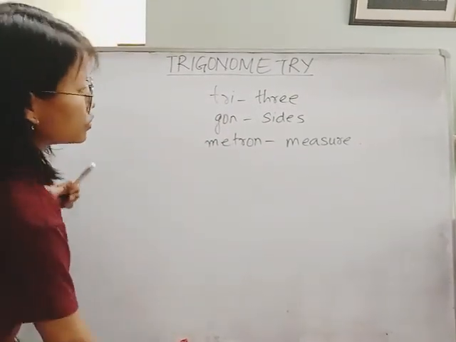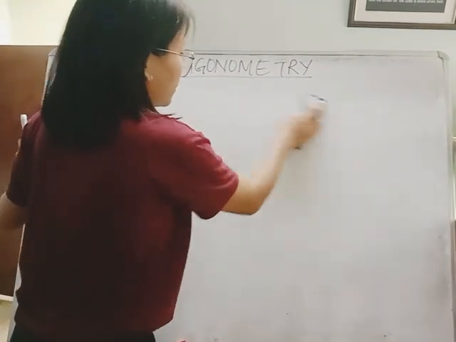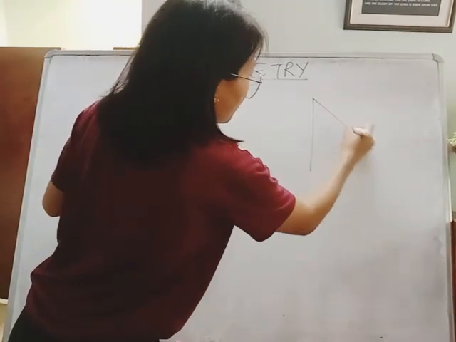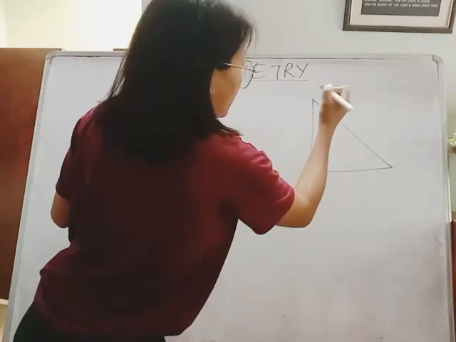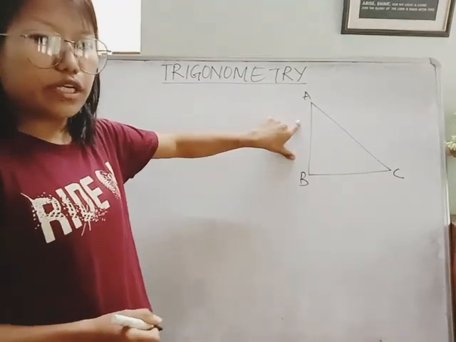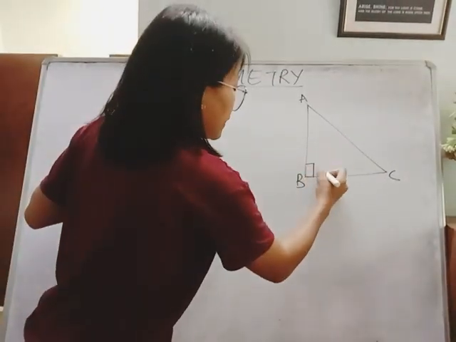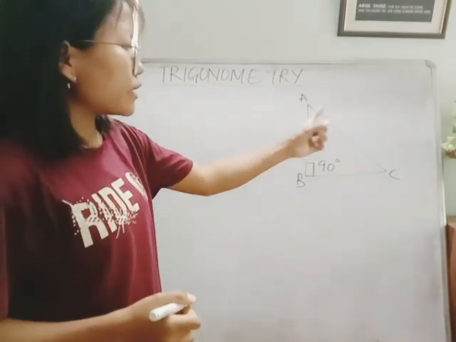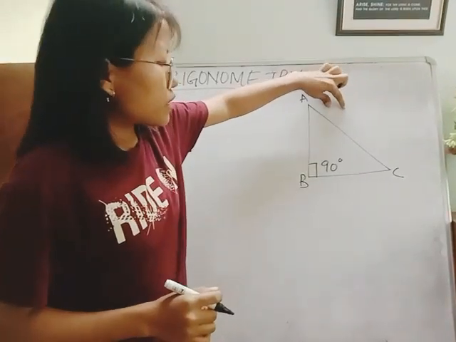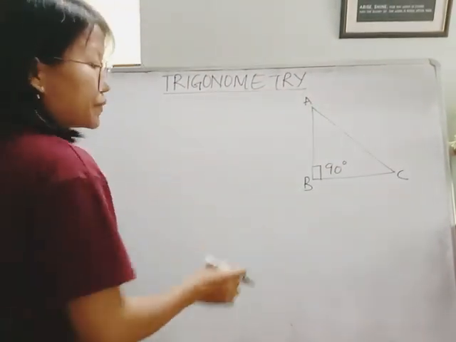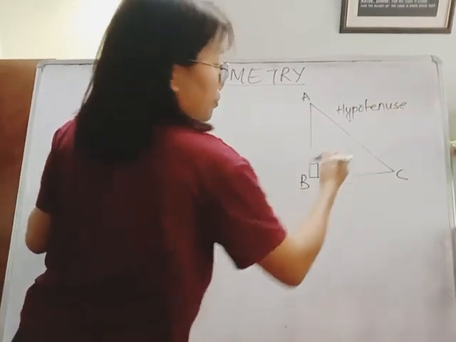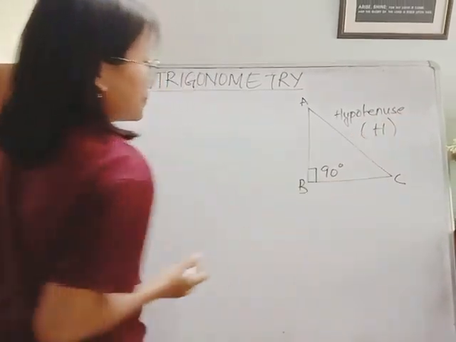You have studied about triangles in your previous classes, and in particular a right triangle. Let me draw a right triangle and name this triangle as A, B, and C. When I say a right triangle, it's because one of the angles is 90 degrees. And here angle A and angle C are acute angles. AC is the side opposite to the right angle, so we will call this side the hypotenuse. And in short, we will write it as capital H.